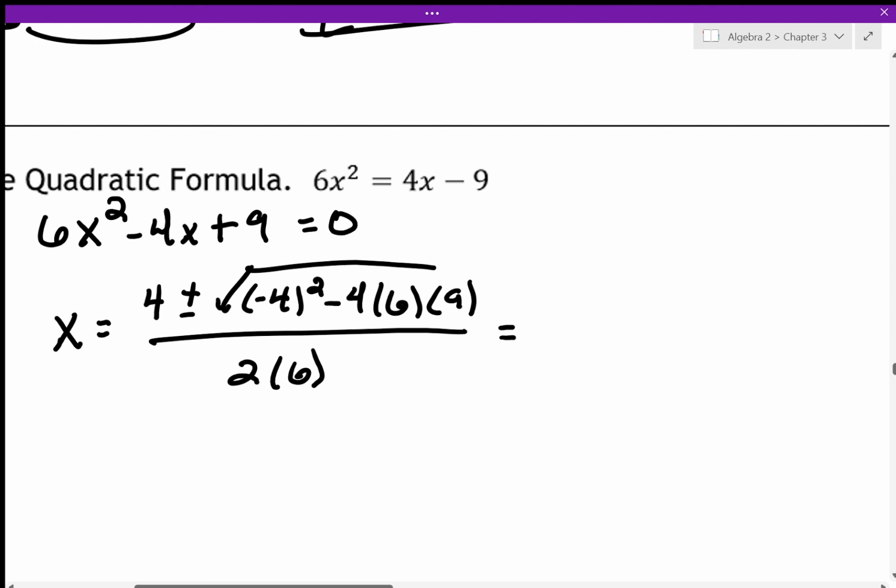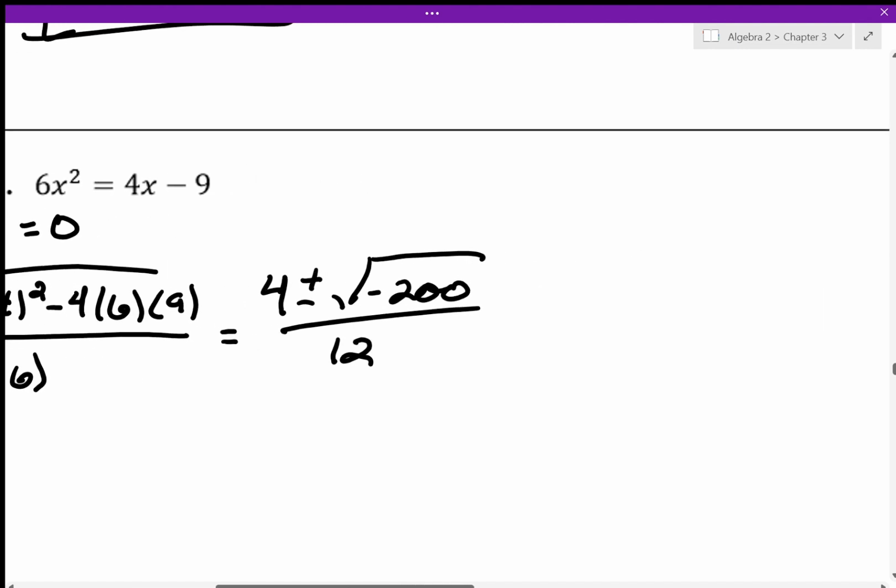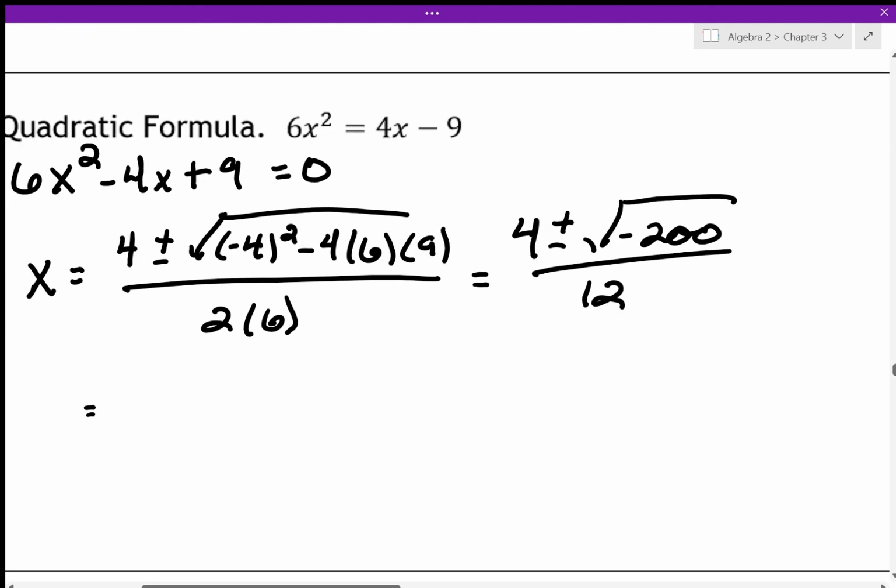I'm going to type the discriminant into my calculator. That's negative 4 squared minus 4 times 6 times 9, and that gives me negative 200. So I have 4 plus or minus root negative 200 all over 12. Now, negative 200, the negative becomes an i, so we can start it: 4 plus or minus i, we're going to have a root. We'll have a 12 in the bottom. We need to figure out what goes right there and what goes right there.